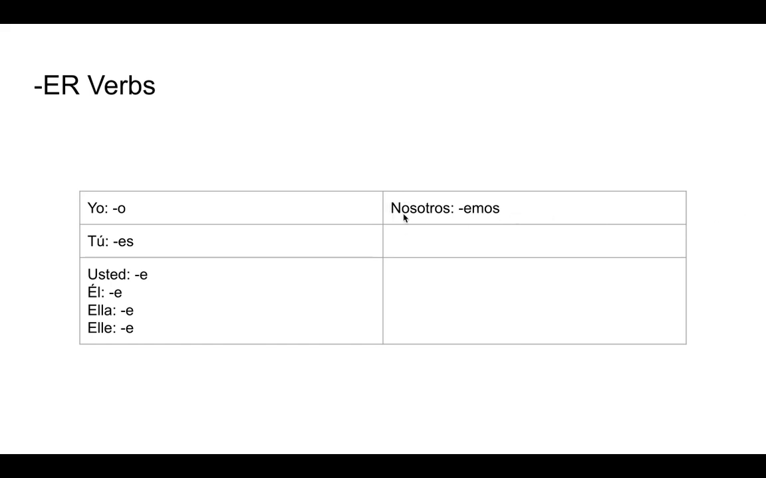Nosotros is going to end in emos. Vosotros ends in éis. And again, remember to put your accent over the letter E. That's very important. And then I have ustedes en, ellos en, ellas en, ellas en. So the same thing with my ustedes, ellos, ellas, and ellas form. They all share this same ending, so make sure you put your subject.